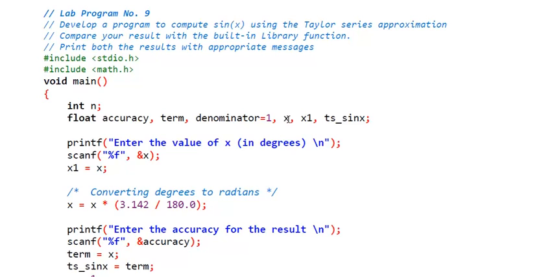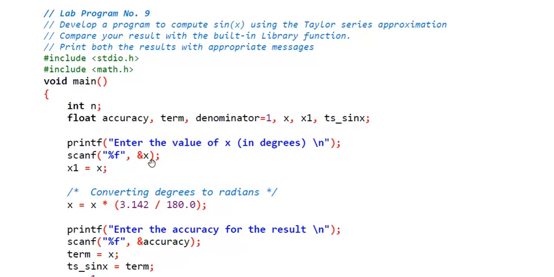X is the degree given by the angle. This is the angle given by the user. X1, I want to make a copy of this, so I will store it in X1. And this is TS underscore sin X, which means Taylor series sin X value. TS underscore sin X is the Taylor series approximate value of sin X. So we are going to store that value in this variable.